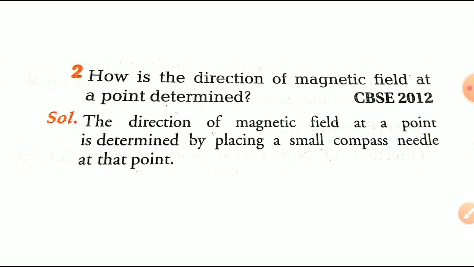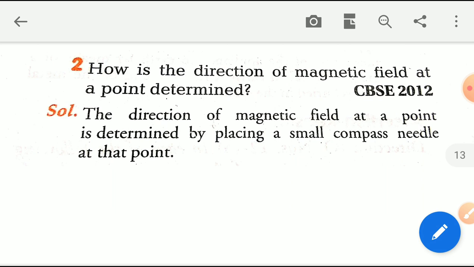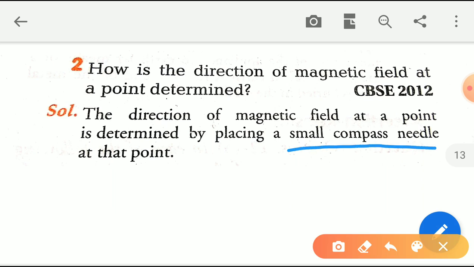See this next question. How is the direction of magnetic field at the point determined? This question has been asked in 2012. So how we will define? Simply we can define by placing a small compass. So compass needle will show you the direction of magnetic field. To determine the direction of magnetic field, we need a small compass needle.